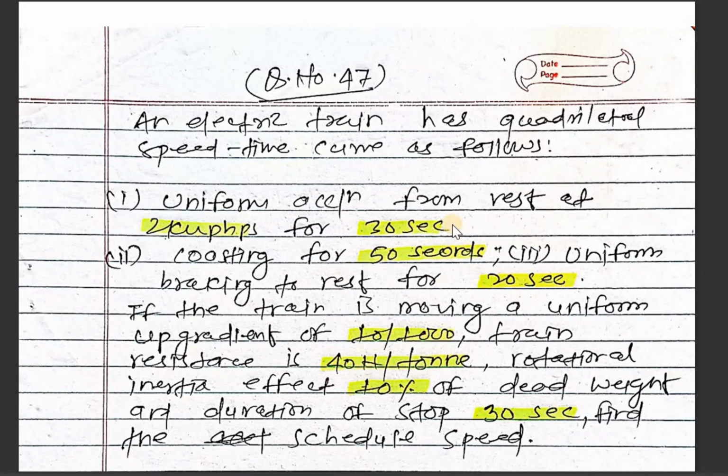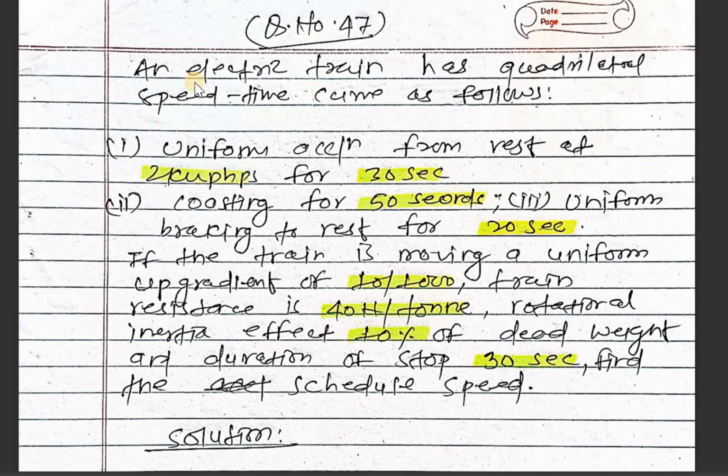Hello everyone, welcome to the numerical series on utilization. Today our numerical problem is: an electric train has a quadrilateral speed-time curve as follows.